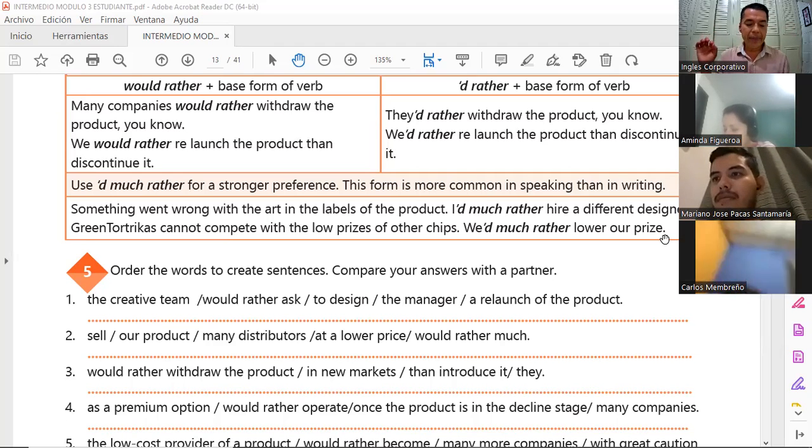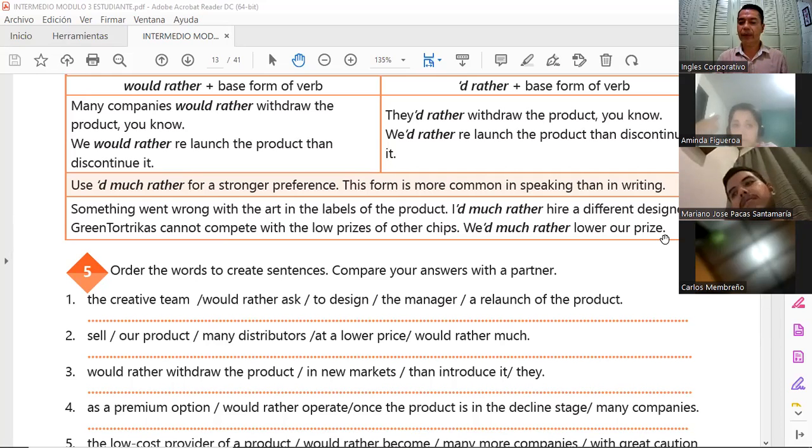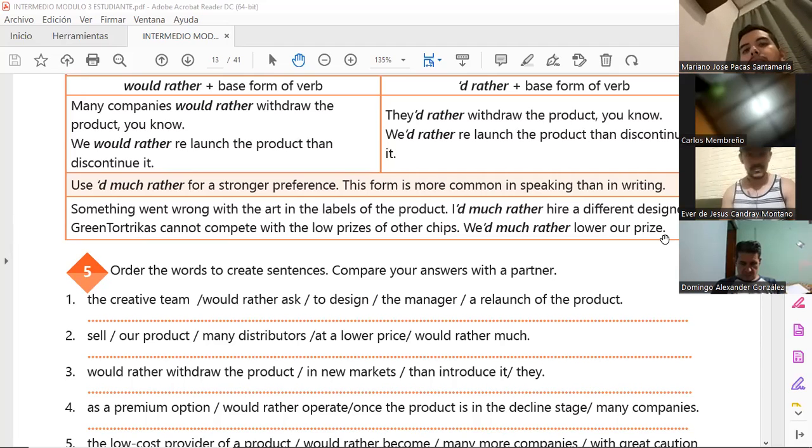Copy, please. The manager would rather ask the creative team to design a relaunch of the product. The manager would rather ask the creative team to design a relaunch of the product. That's number one, right? I repeat, we saw this yesterday, but we're going to go word by word. Did you copy? Okay, good. Now let's go to number two.